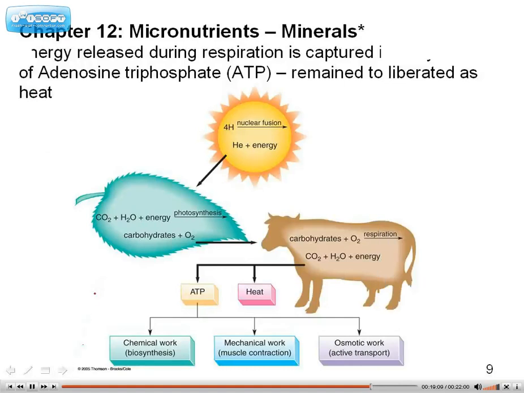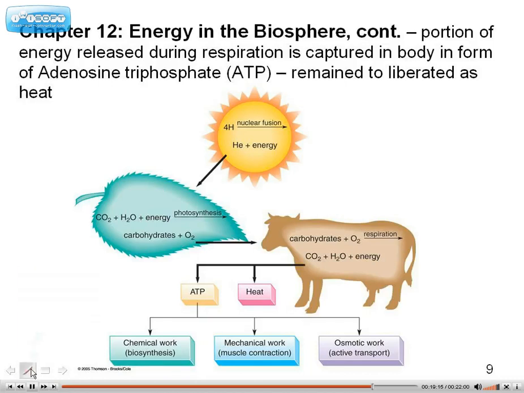Let's move on. Energy in the biosphere. This is a really lame picture, but you're still responsible for knowing it. So in this case, here is the circle of life. We get energy from the sun, carbon dioxide, water, and energy due to photosynthesis within plants. Allows them to make their own food, carbohydrates and oxygen.